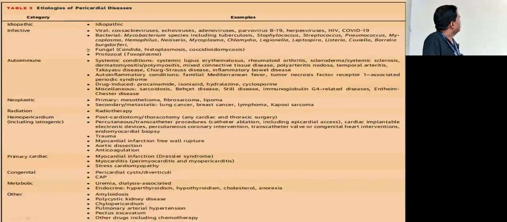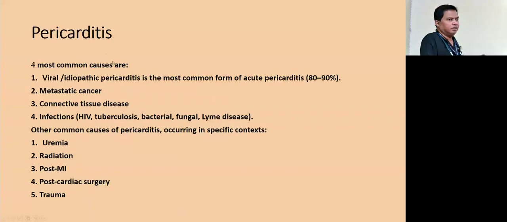So this is just whatever I told before. But the common thing to remember is viral or idiopathic pericarditis, which is sometimes self-limiting, and it gets better with NSAIDs like Brufen or high dose aspirin. That treatment will be coming later. And if it is not getting better with that, we can add colchicine also.